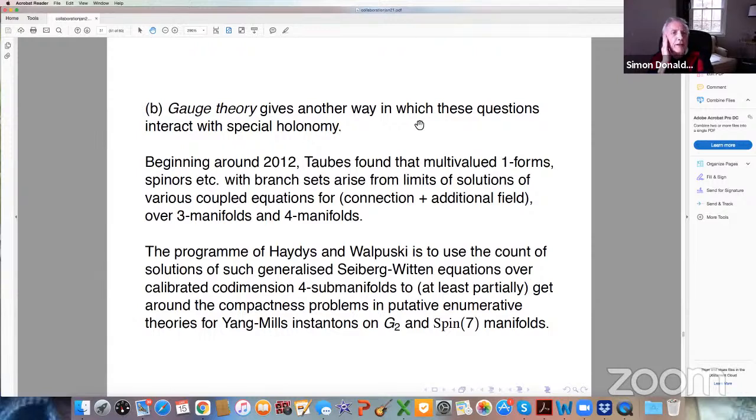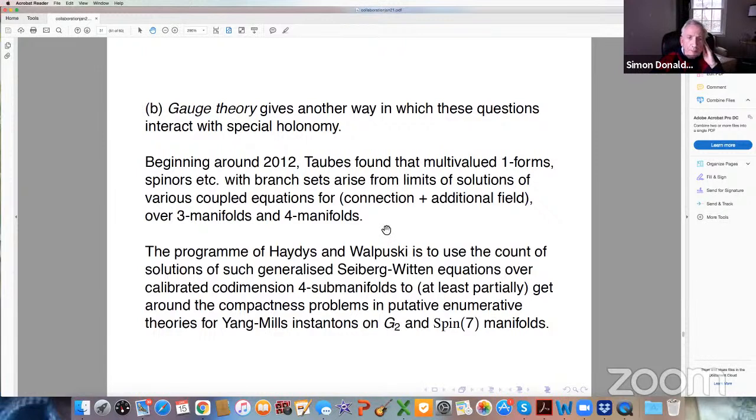which involves gauge theory. This story begins a few years ago with work of Taubes, who found that these multi-valued objects, one-forms and spinors with branch sets, arise naturally from limits of solutions of various coupled equations on 3 manifolds and 4 manifolds. So coupled equations involving connections and some sort of additional fields. One class is called generalized Seiberg-Witten equations.